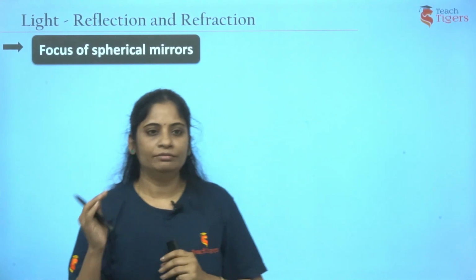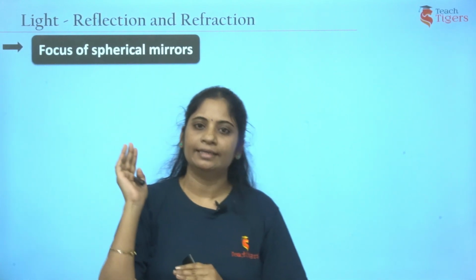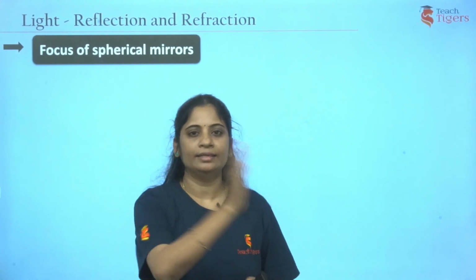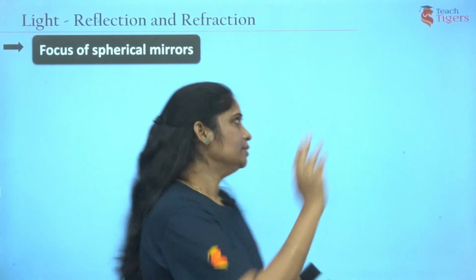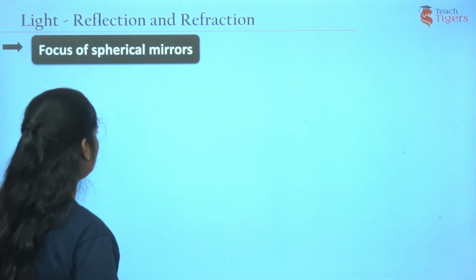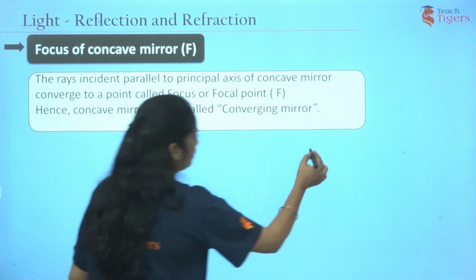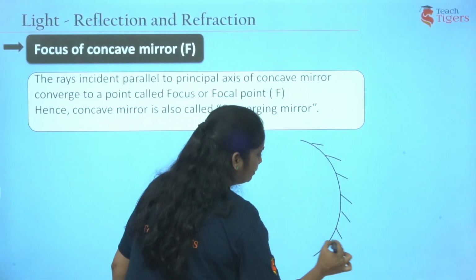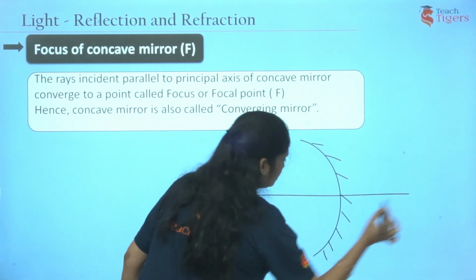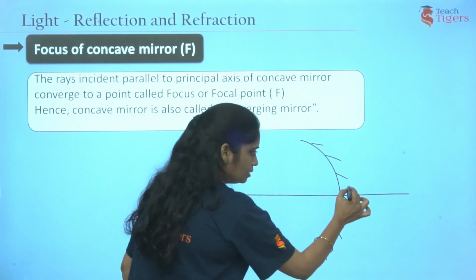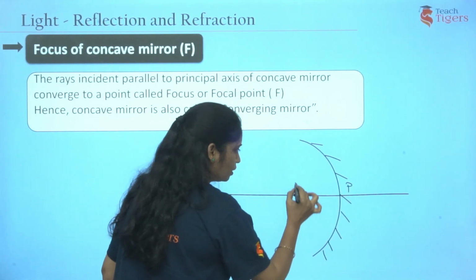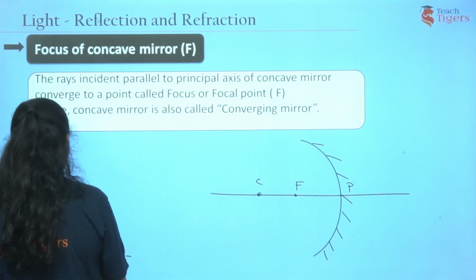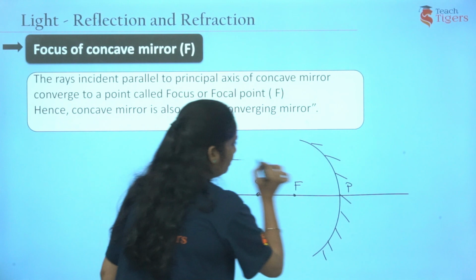So from an object which is at infinity, what type of rays are we getting? We are always getting parallel rays, right? When parallel rays are incident on a mirror, here I will just draw a concave mirror. Let us try to find the focal point of a concave mirror. So this is a concave mirror, this is the pole, focus and the center of curvature. So I am just incident-ing parallel rays.